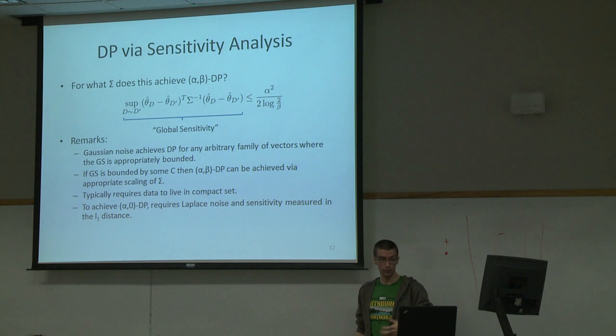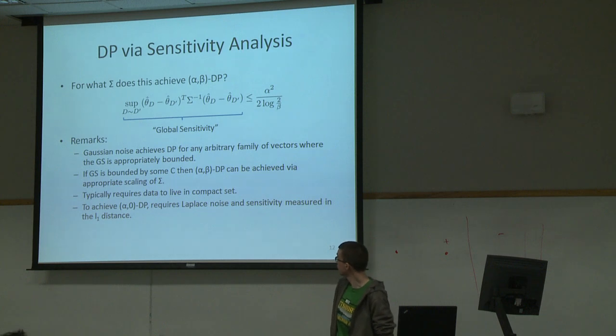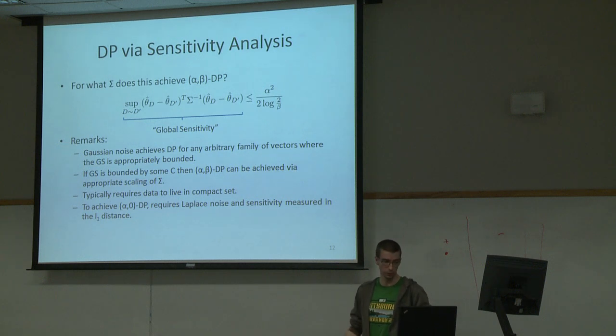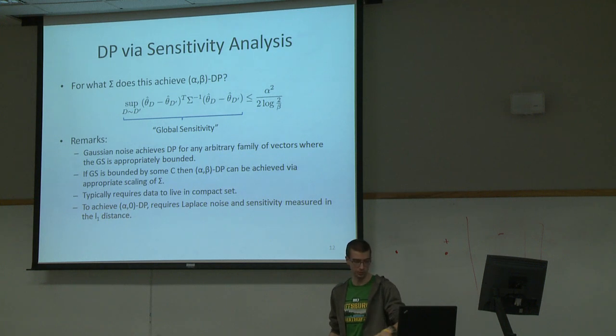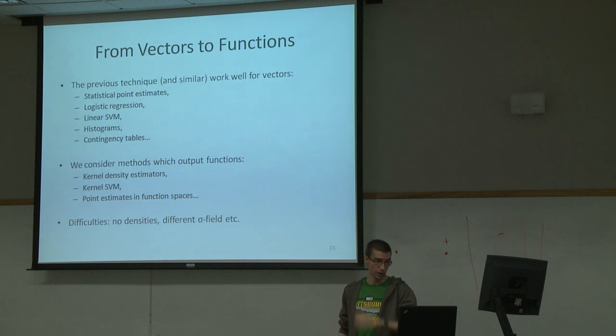And as I mentioned before, I consider the case where beta is greater than zero. If you want to achieve differential privacy with beta equal to zero, it requires Laplace noise instead of Gaussian noise. This is a slightly heavier tailed distribution, and it's the one typically considered in the literature, but I won't go into it today because Gaussian is much more conceptually appealing to me. So that concludes the introduction and how differential privacy has been achieved previously.